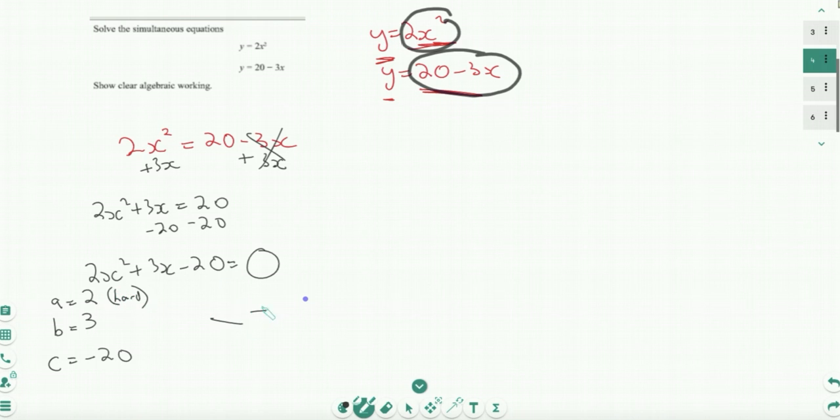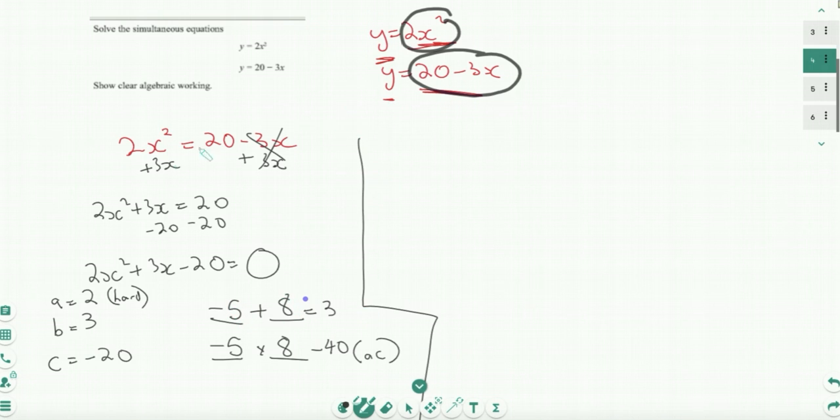So always we add to b, so we're going to add to 3, and we're going to multiply to a times c. So what's that going to be? 2 times negative 20 is negative 40. So we have to find two numbers that add to 3 and multiply to negative 40. That's pretty straightforward. Negative 5 and 8.